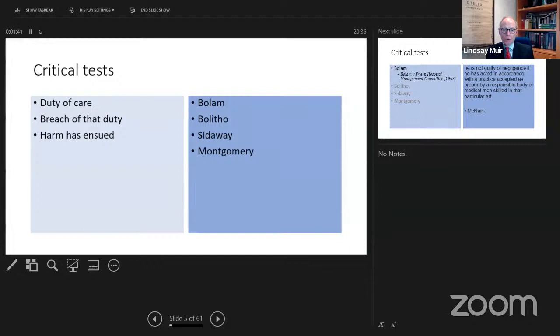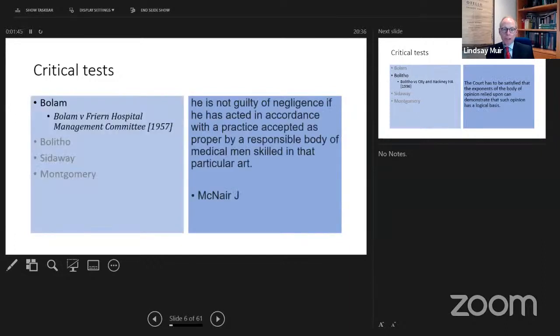And they're listed here. We'll go through these quickly. The important case law that we all know about. So Bolam was the one where Judge McNair indicated that if you have acted in accordance with a practice that is reasonable, that a reasonable body of orthopedic surgeons or your peers would deem as reasonable, even if they disagree with you and they would have done something different, then you are not negligent.